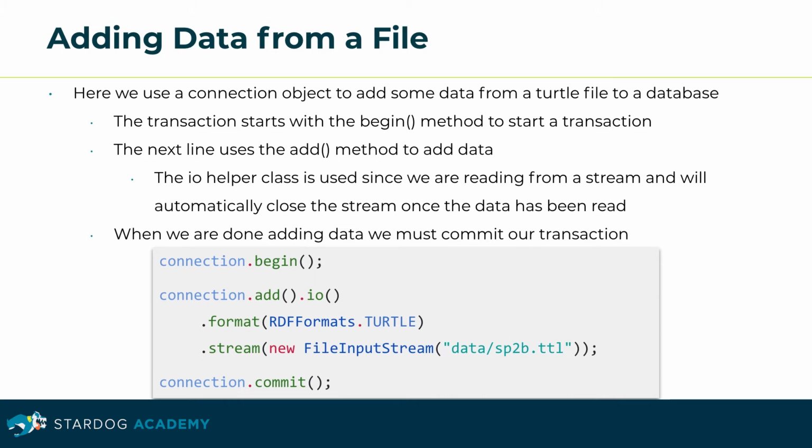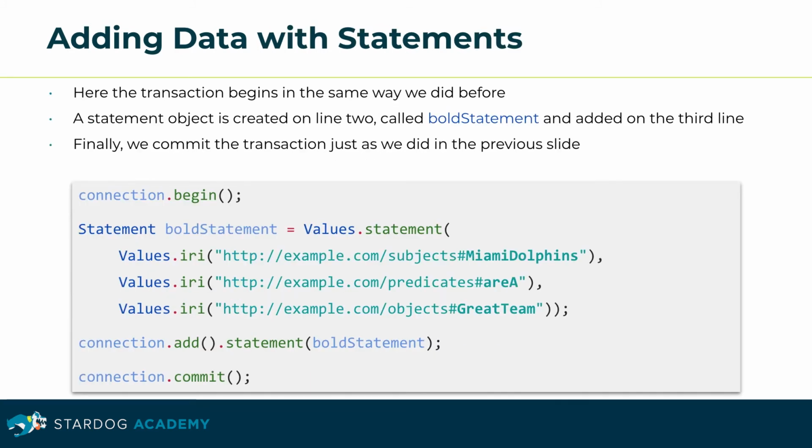Here we're going to ask the adder to load a Turtle file, streaming from a standard Java file input stream, and from some relative location that this program can access. Finally, the last line will commit the transaction to the server. So that's loading RDF data that you might already have.